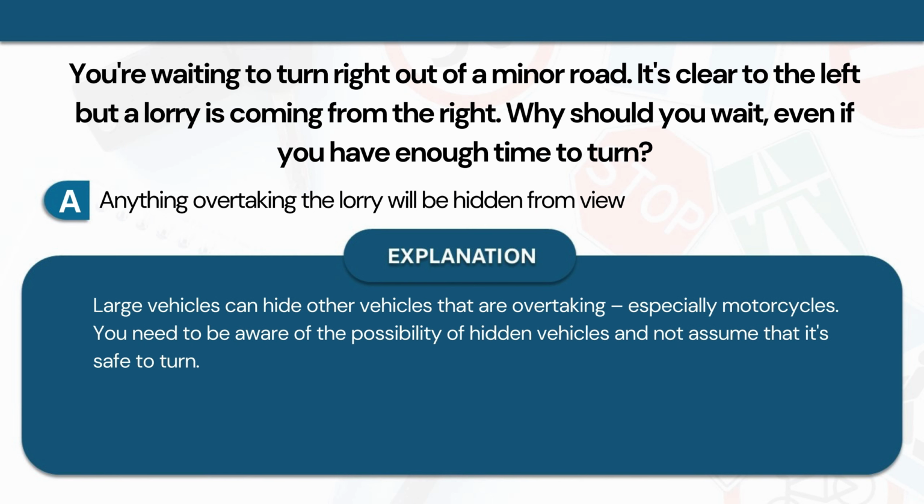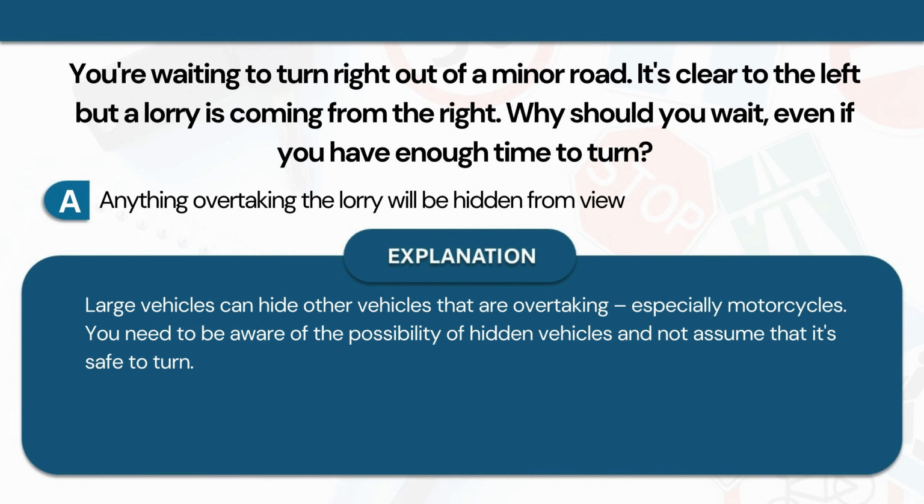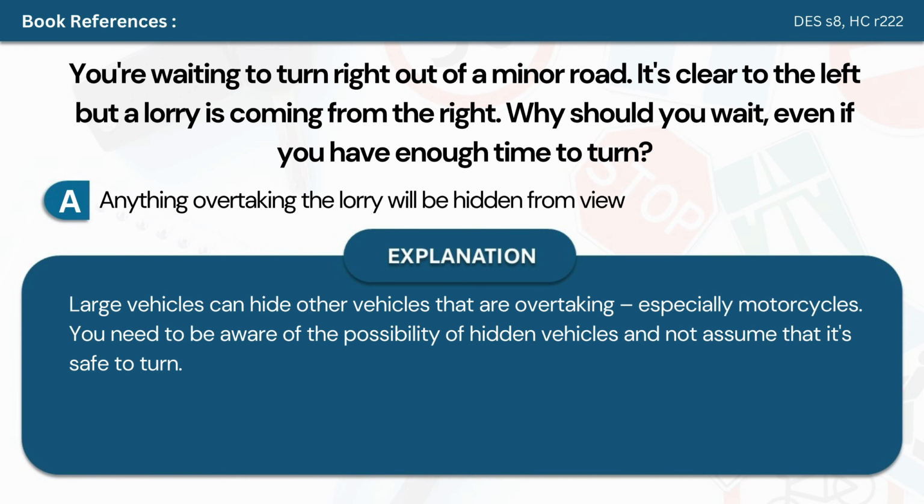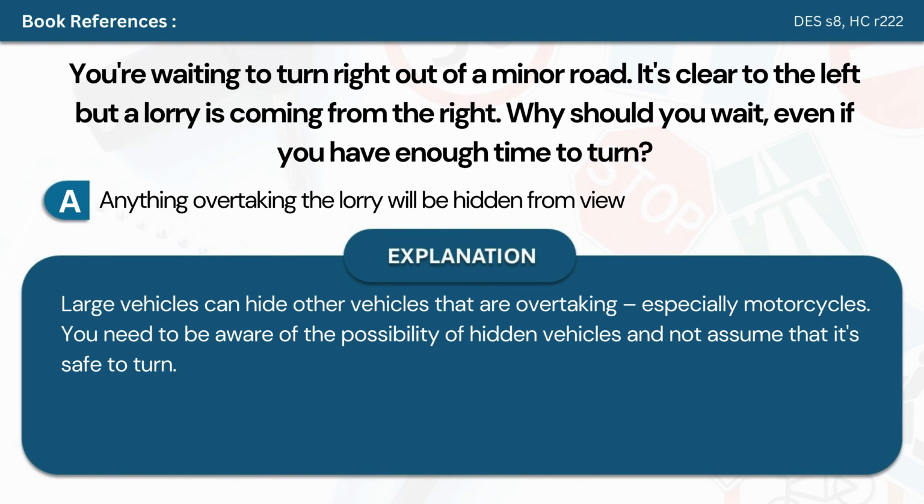Large vehicles can hide other vehicles that are overtaking, especially motorcycles. You need to be aware of the possibility of hidden vehicles and not assume that it's safe to turn.